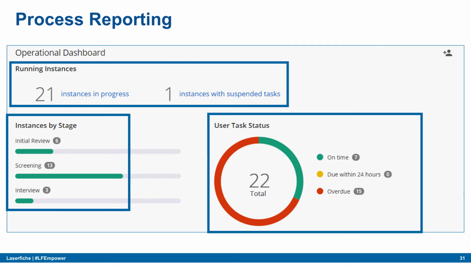Zooming in, we can see that there's 21 instances currently occurring with this process. 1 is suspended, so we can see that. We can also have a breakdown of these processes by stage, by the different stages. We can see that for screening, it's actually clustering a lot of them. And normally the laptop's here, so I can read you the number, but you can see there's a lot of them stuck in the middle. And so that might be a bottleneck. Something is wrong with screening.